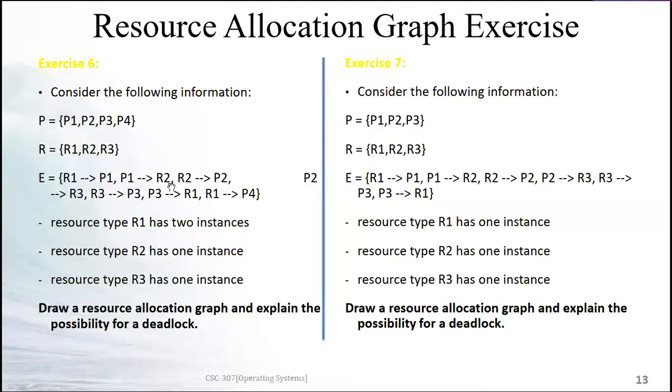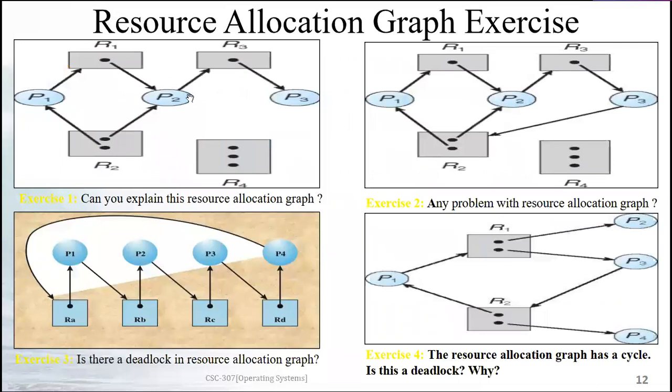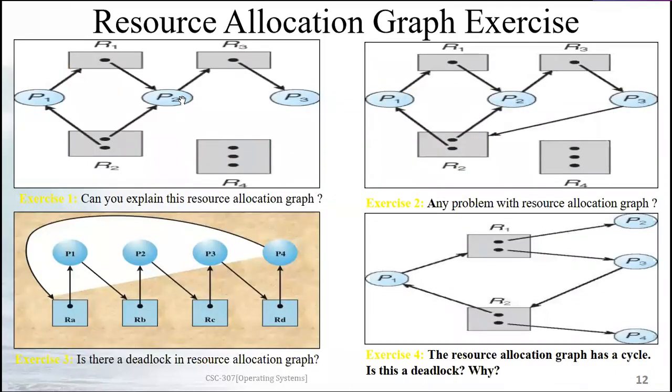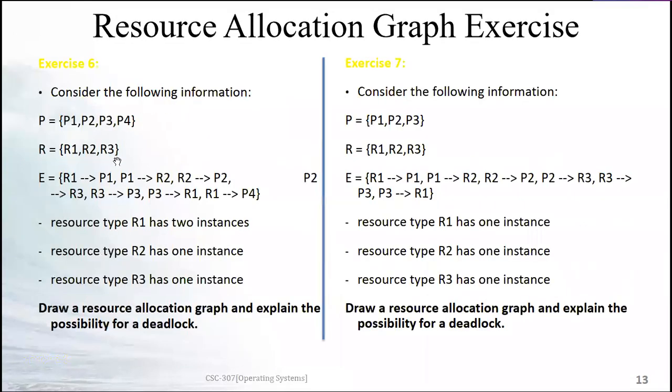So first, from this question you have to draw this graph. And after drawing this graph, you have to find out whether there is any deadlock or not. Let me explain one. Let's assume this one: P equals P1, P2, P3, P4, and R equals R1, R2, R3.